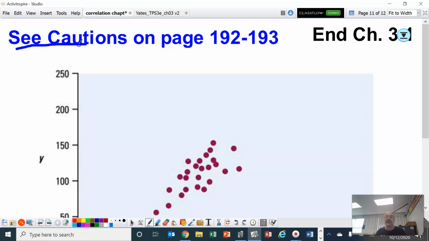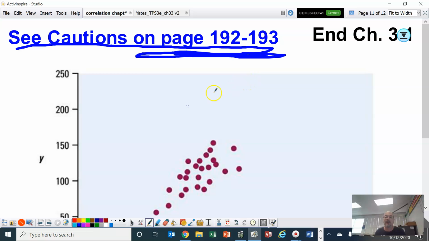All right, and please, please look at all of the cautions on pages 192 and 193. All right, folks, it's almost been 40 minutes. I hope you were able to get through that fairly easily. Please practice with that calculator.